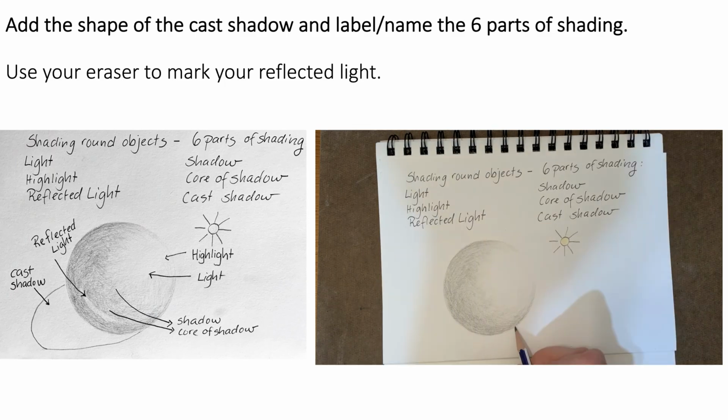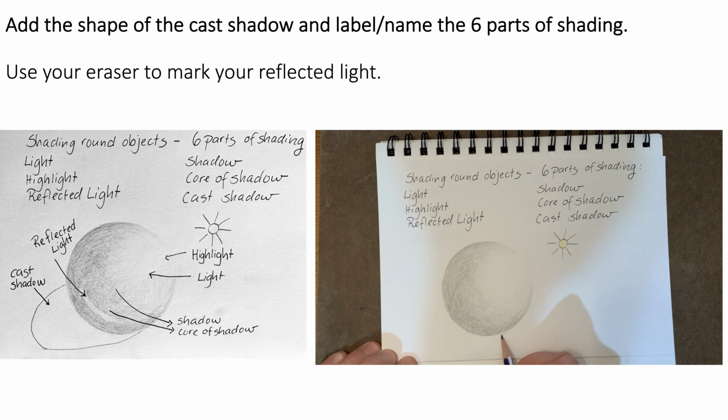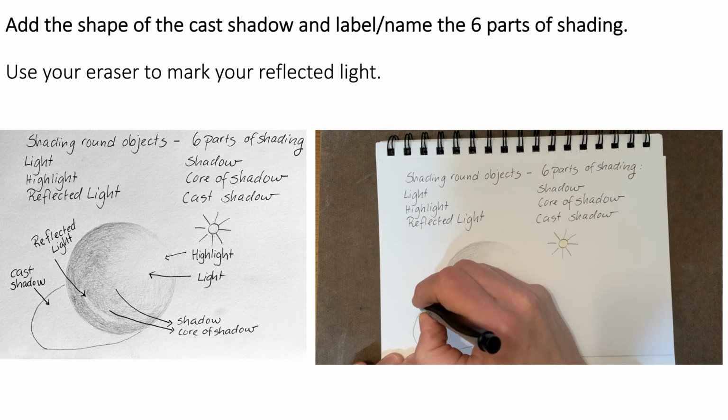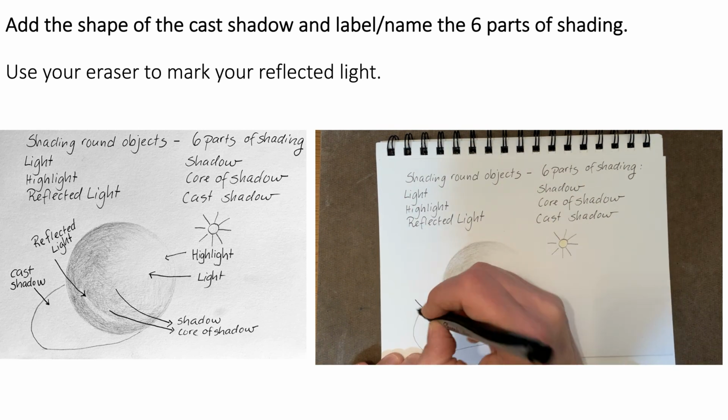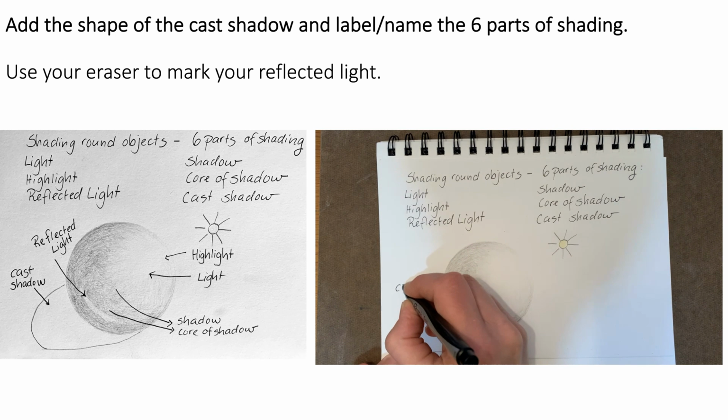Now it is time to add the cast shadow and the labels for the 6 parts of shading. By naming each label or each aspect when shading around a surface, you will be able to then exaggerate the values, and your sphere will gradually look more 3D as you keep working on it. So here's the cast shadow.